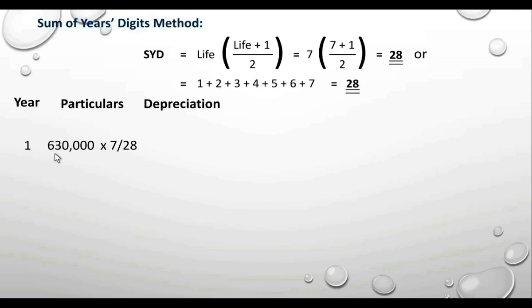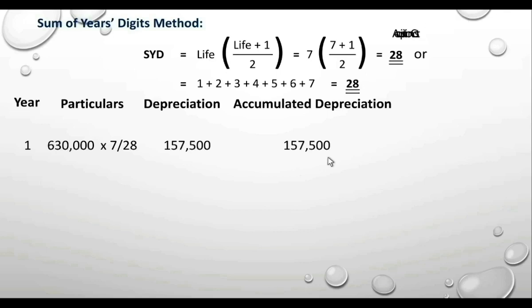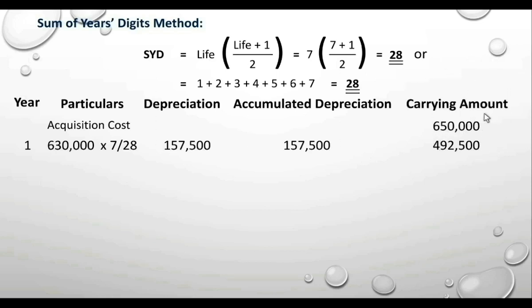So 630,000 times 7 divided by 28 equals depreciation expense amounting to 157,500. The accumulated depreciation must also be 157,500 dahil wala pang previous balance, dahil first year pa lang ng life ng machinery. And this 157,500 accumulated depreciation, when subtracted from the acquisition cost of 650,000, would give us 492,500 net book value or carrying amount of the machinery by the end of its first year.